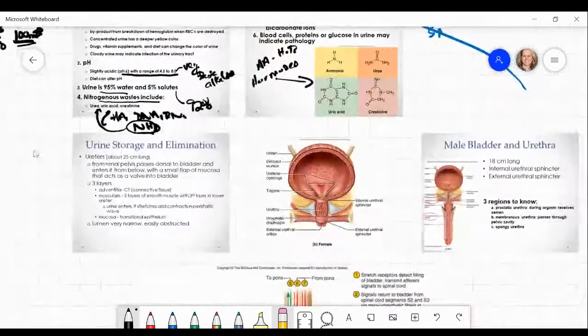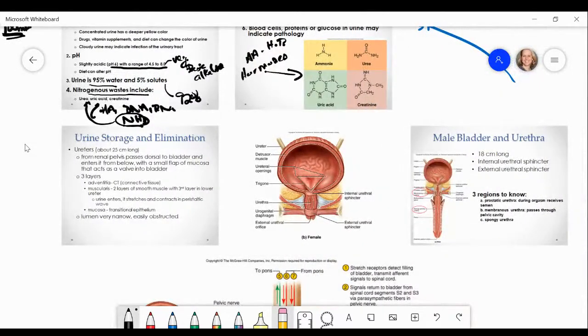Okay. What you should not see in urine then are white blood cells, red blood cells, albumin, and excessively large amounts of amino acids, not diet related. Any and all glucose, because if we see glucose showing up in our urine, we might be in a disease state like diabetes.